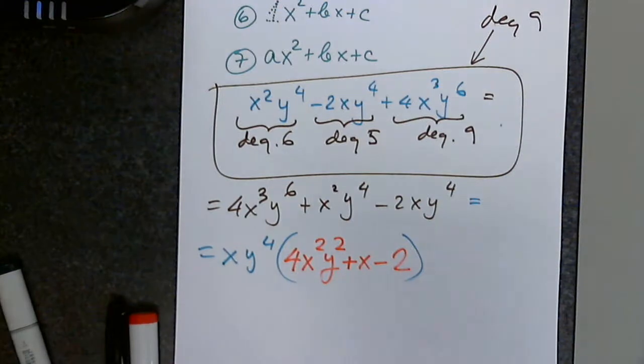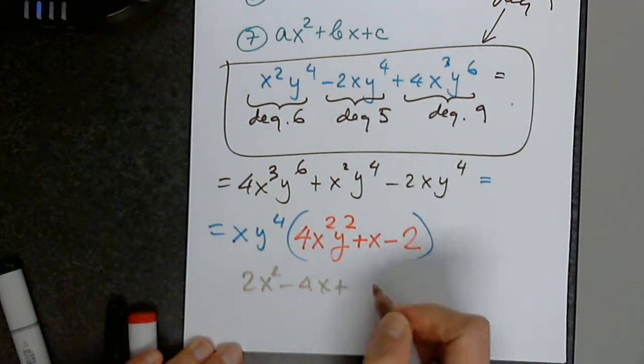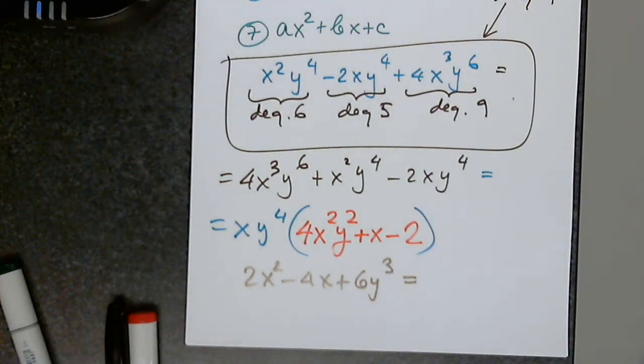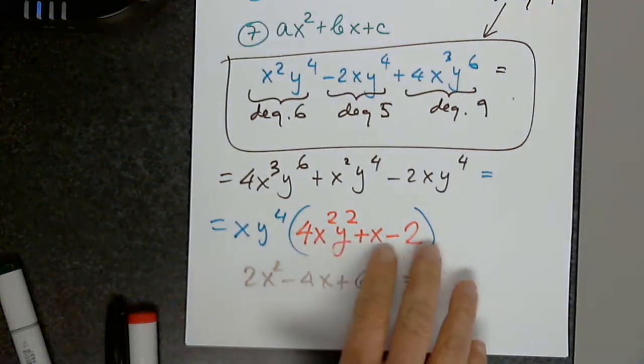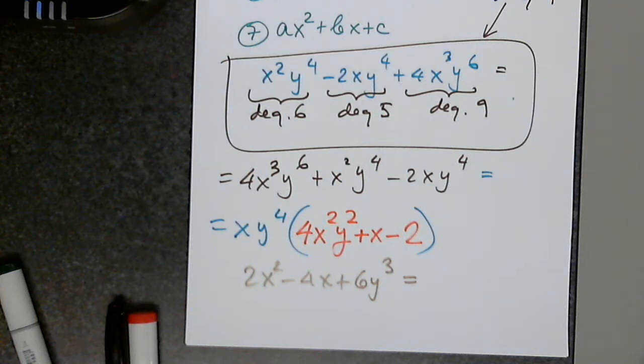So we have 2x squared minus 4x plus 6y cubed. I go through my strategy step by step. And by the way, we cannot factor any further here. We cannot do anything. So it's not in descending order.